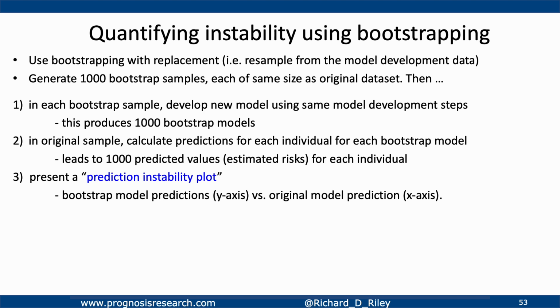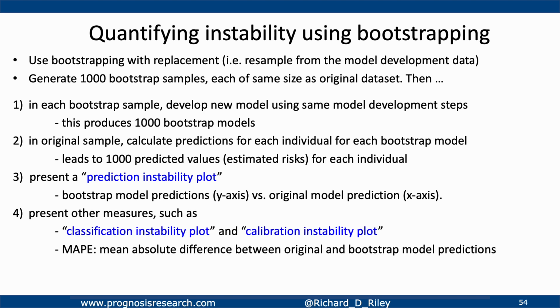We then can examine the instability across those 1,000 predicted values. For example, a prediction instability plot would plot the variability of the bootstrap model predictions on the y-axis versus the original model prediction from the original model on the x-axis. Could also think about classification instability plots, calibration instability plots, and even summarizing the mean absolute difference between the original and the bootstrap model predictions, MAPE.